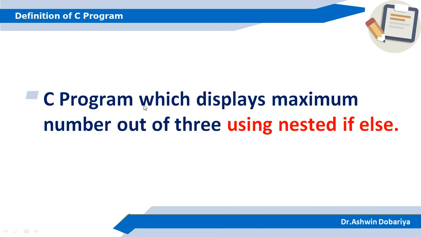In this program, we write a C program which displays the maximum number out of 3 numbers using nested if-else. Friends, in this program first we have to think about how many numbers we have to input. Here it's clearly mentioned that out of 3 numbers, it means we have to input any 3 numbers to our program. So input is 3. After that, we have to compare all these 3 numbers and identify which is the maximum value.